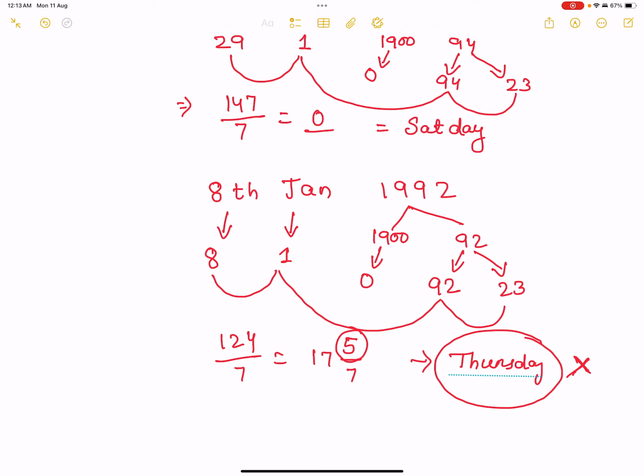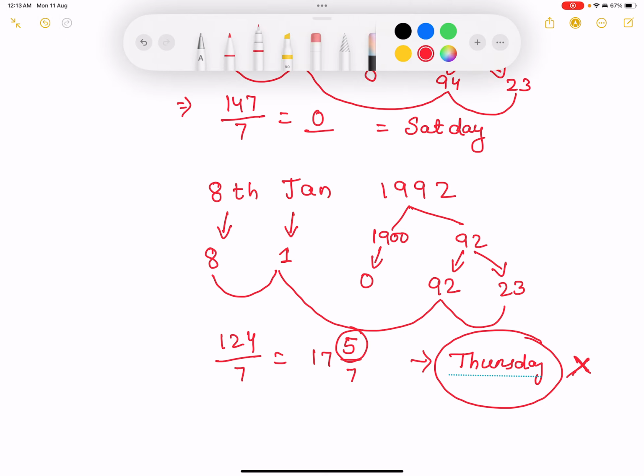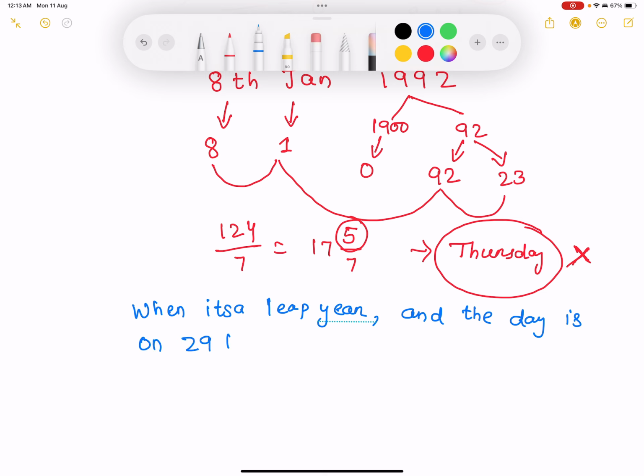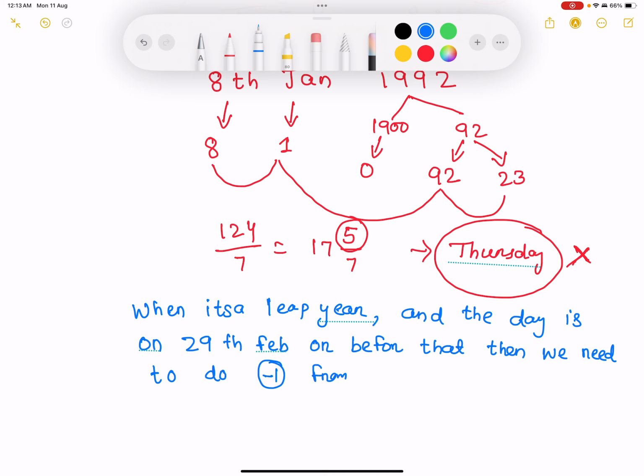The problem is, when it's a leap year, and the day is on 29th Feb or before that, then we need to do -1 from the final answer.